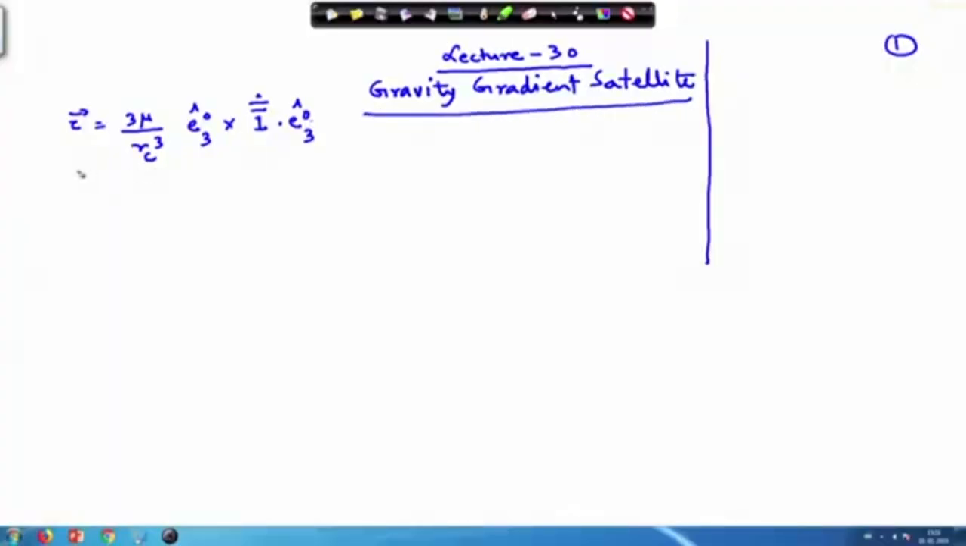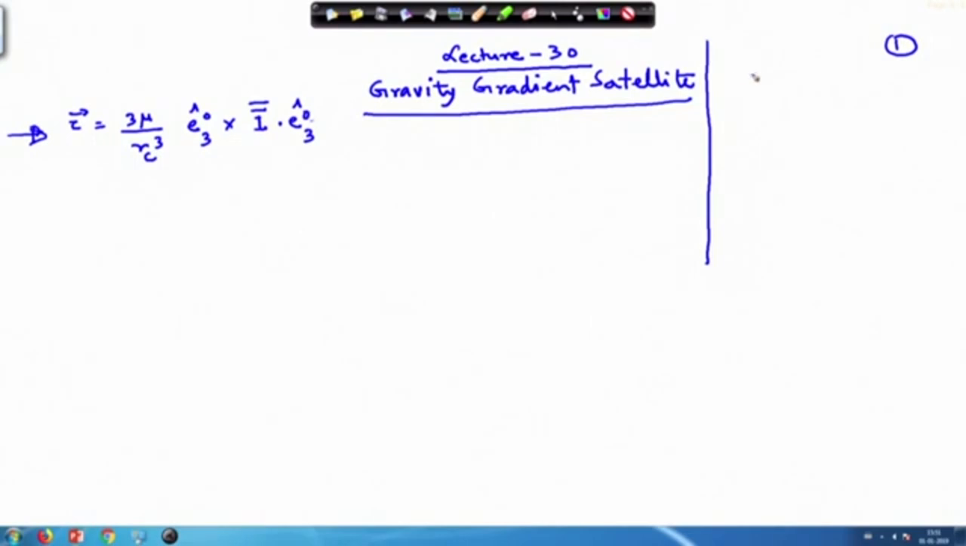Welcome to the 30th lecture. Here we have been discussing the gravity gradient satellite, and we derived this equation last time. So, we will continue with this. While working here, this dot is not there. While working for this, we will require certain conversions, and we need to look into those conversions.